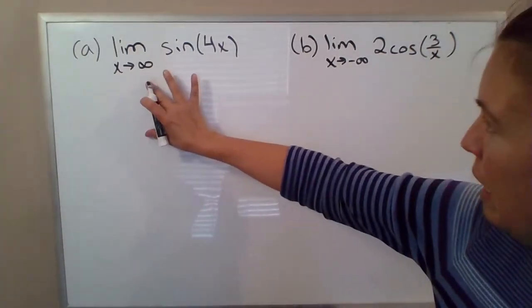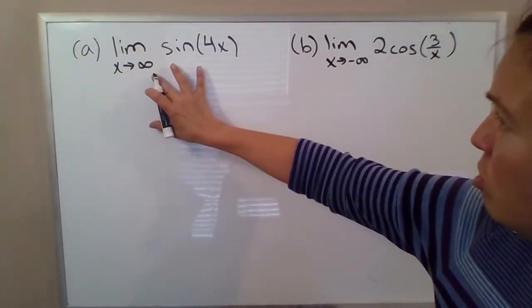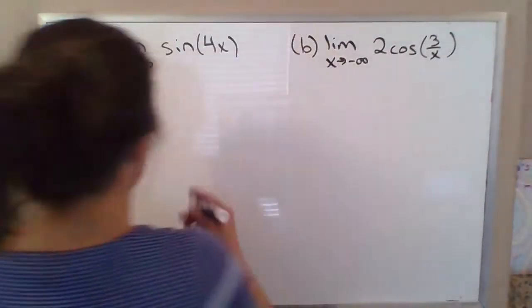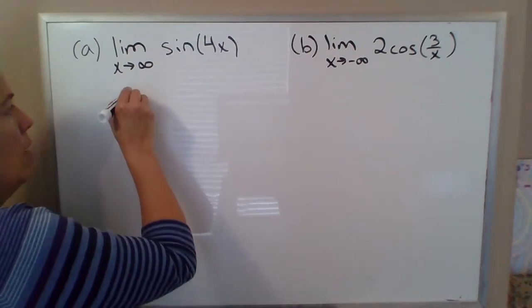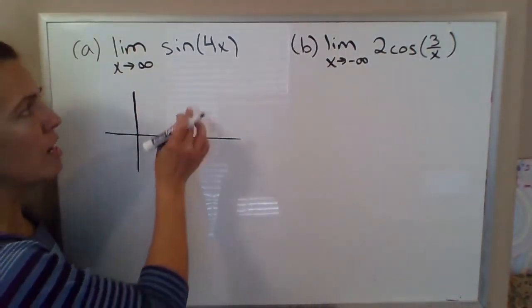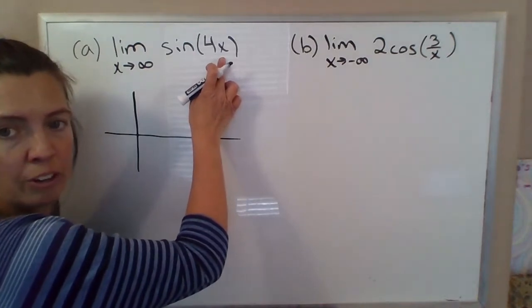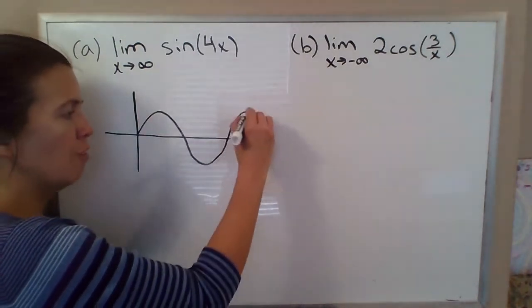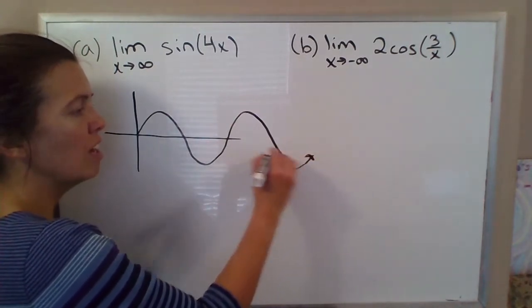All right, so the first limit I'm going to do now is the limit as x approaches infinity of sine of 4x. So in this case, I'm going to rely on the graph of y equals sine of x. The graph of y equals sine of 4x will be similar. It's going to have that same shape that we're familiar with for the graph of y equals sine of x.